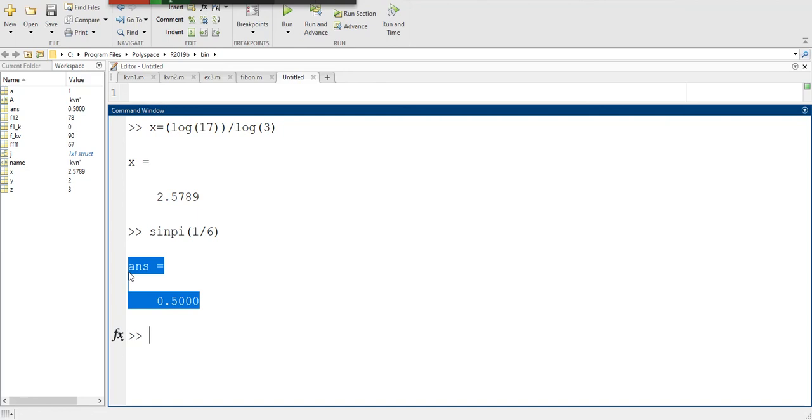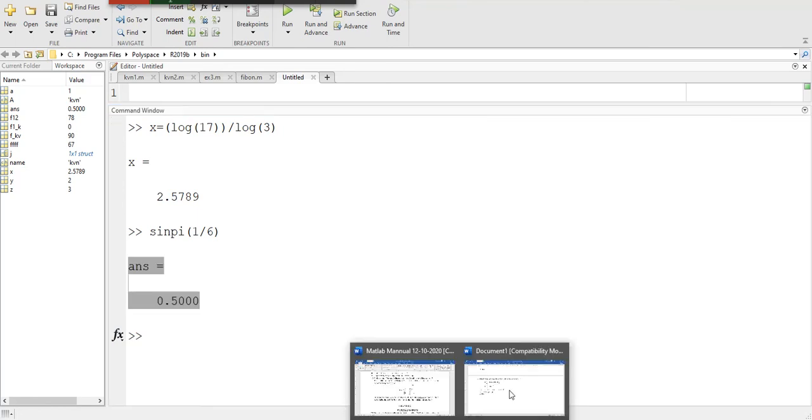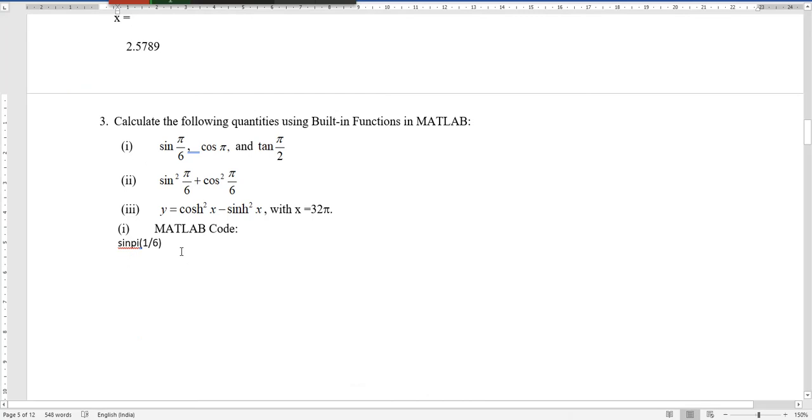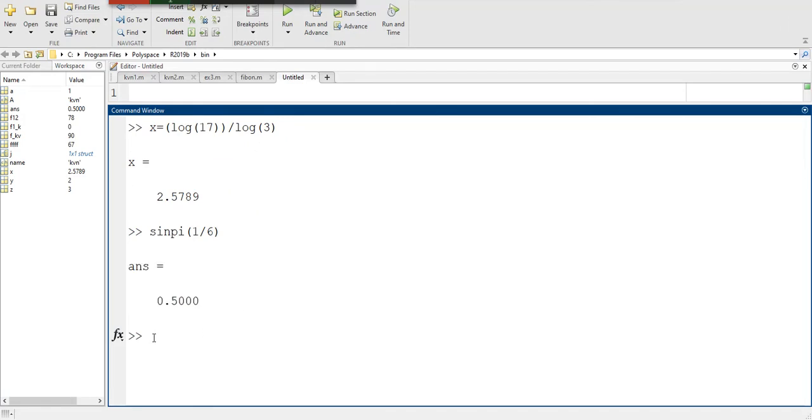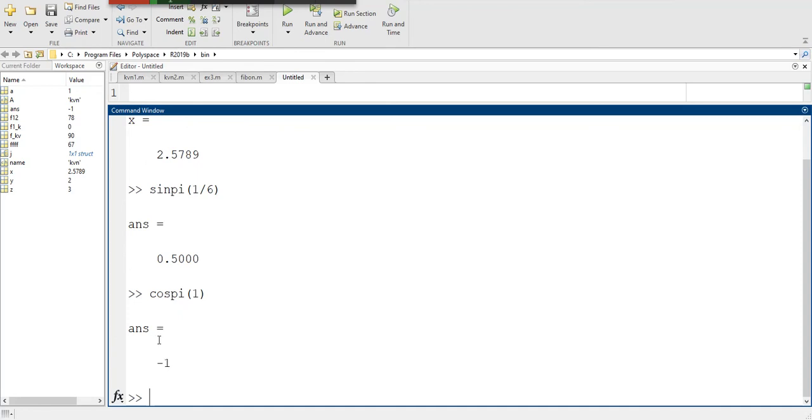Sine 30 degrees value, okay, the answer is 0.5. I will reduce the space. Now coming to cos, cos pi, pi of 1. Very simple. Then we will find the value of cos pi. That value is -1, you will get the answer.